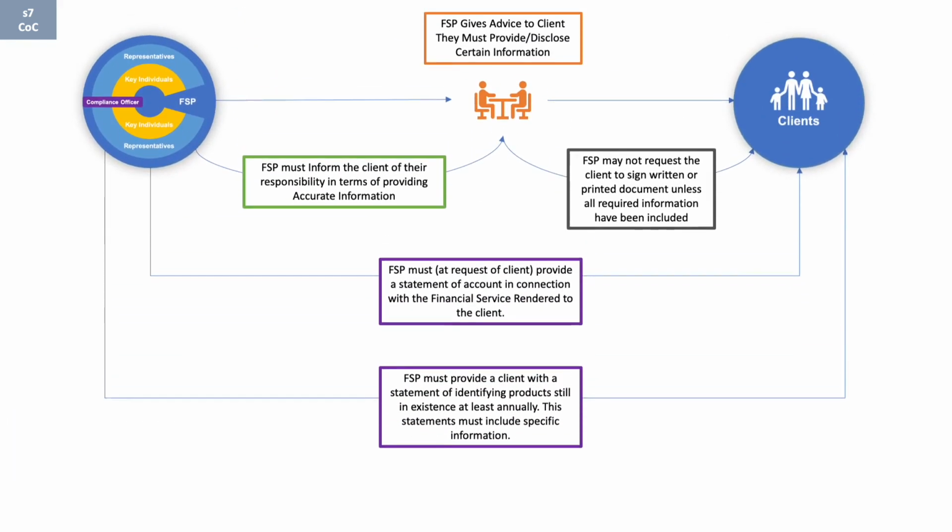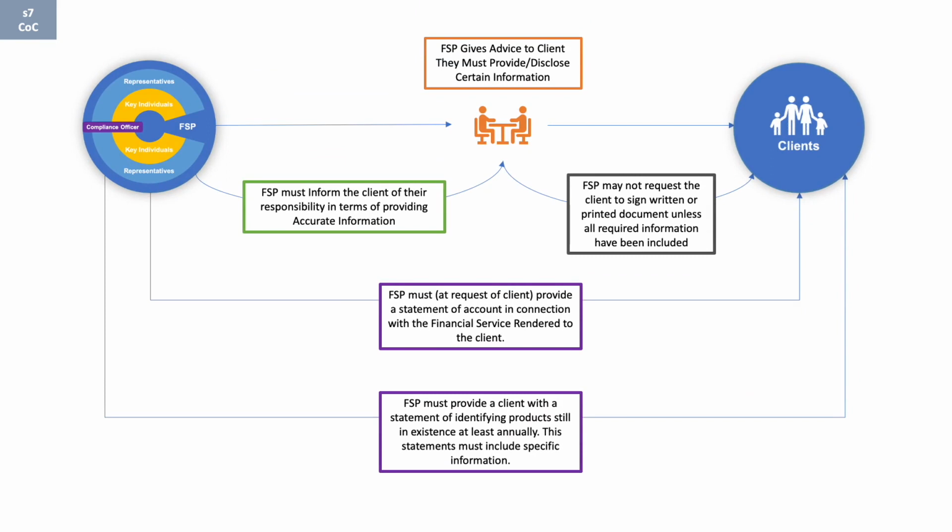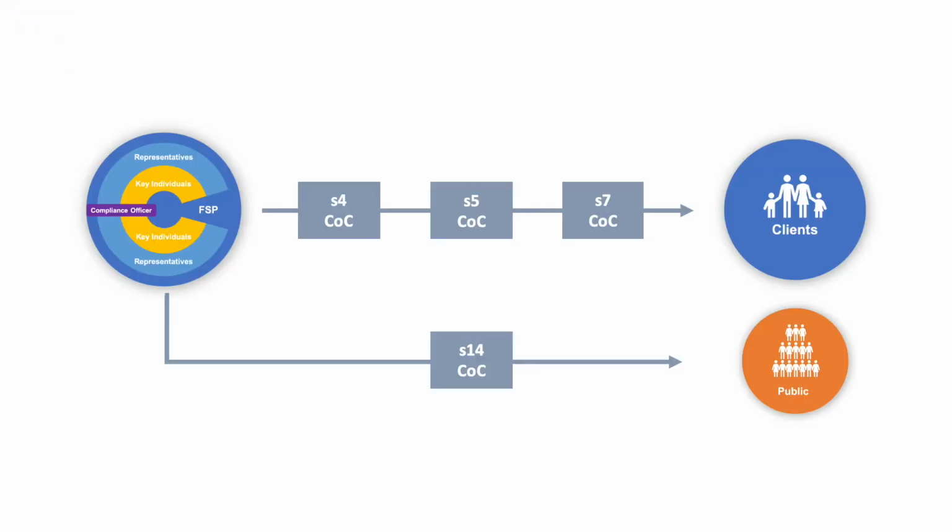We have now covered all of Section 7, dealing with the information that the FSP must provide the client with regards to the rendering of the financial service. Note that this section is long with a lot of details, so make sure you go through it and understand all the requirements laid out. Lastly, we will have a look at Section 14. This covers what the FSP must disclose to the general public.